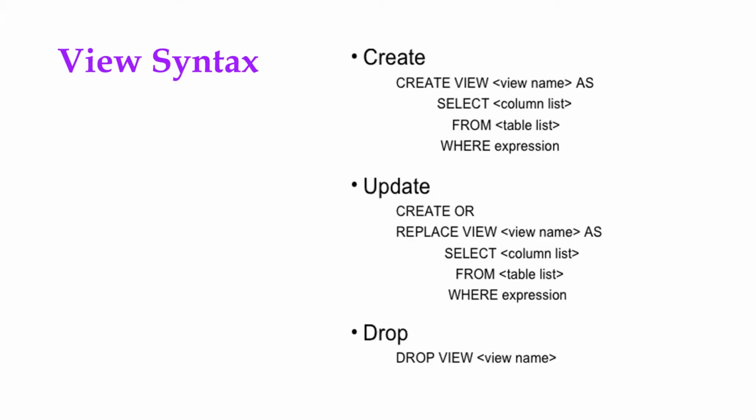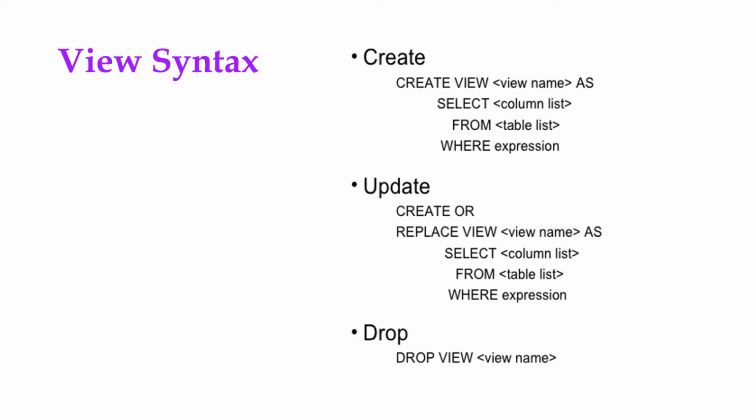Now these are the possible syntaxes with a view. You can create a view, you can update a view, or you can delete a view. So how to create a view? Create view, view name. The view name can be any name, like how you have created a table name or database name. So: create view view name as select column list from table list where expression. So selecting different columns or attributes from different tables which satisfy a given condition. So this is how a create view works.